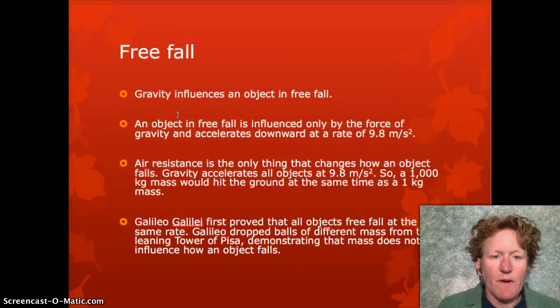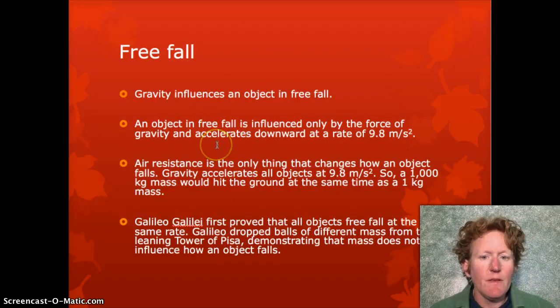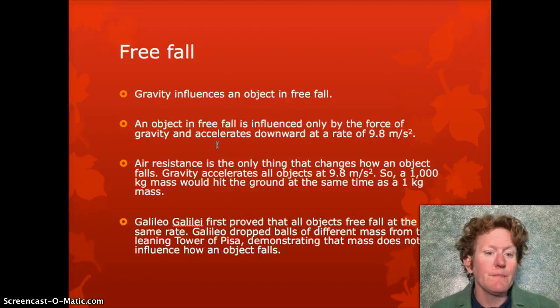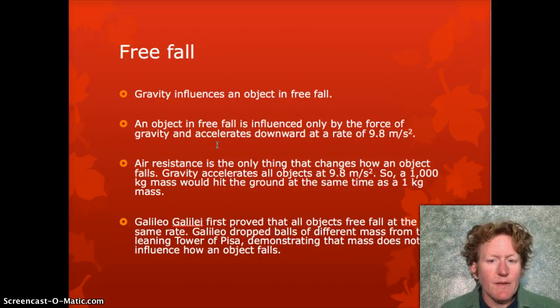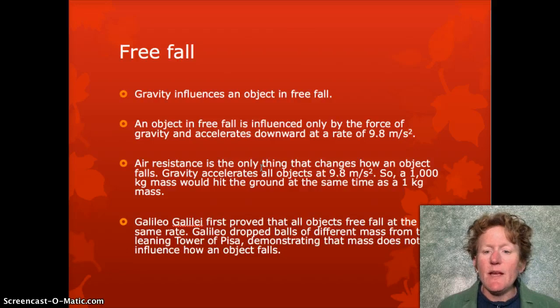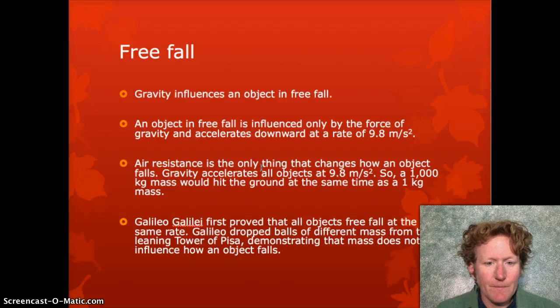All right, let's talk about free fall. Gravity influences an object in free fall. An object in free fall is influenced only by the force of gravity and accelerates downward at the rate of 9.8 meters per second squared here on Earth. Air resistance is the only thing that changes how an object falls. Gravity accelerates everything at 9.8 meters per second squared. So a 1,000 kilogram mass would hit the ground at the very same time as a 1 kilogram mass if there was no air resistance here on Earth.